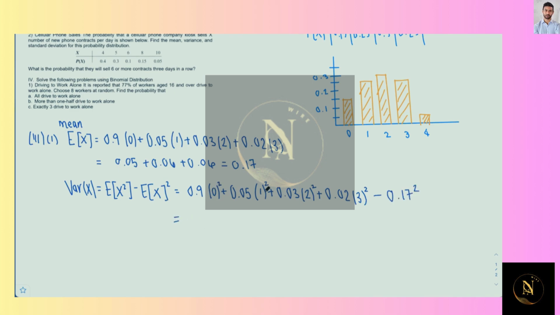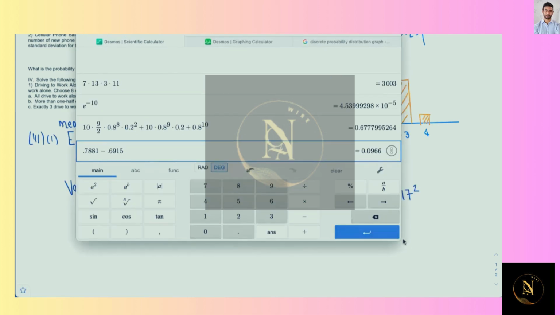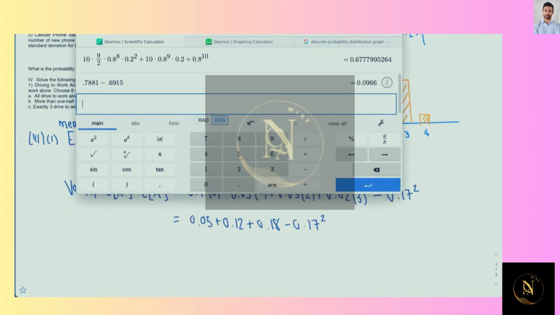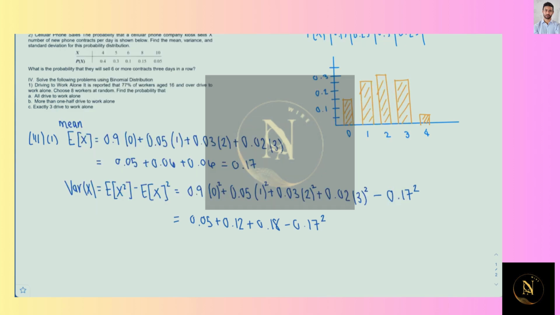So 0 squared is still 0, and 1 squared is still 1. So we still start with 0.05. Next, 2 squared is 4. 4 times 0.03 will be 0.12. 3 squared is 9. 9 times 0.02 will be 0.18. Okay, so I have to get the calculator for this one. So we have 0.05 plus 0.12 plus 0.18 minus 0.17 squared gives us a variance of 0.3211.